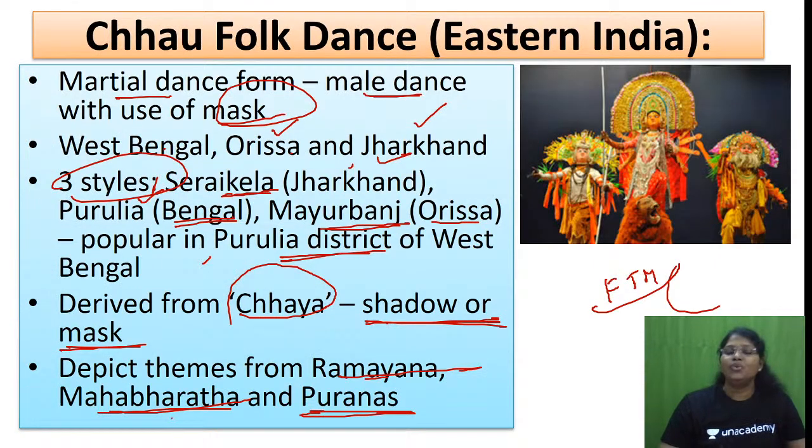Chhau. Of course, Chhau is very, very important because it is a combination of three with respect to folk, tribal, martial, as well as with respect to the places. Jharkhand, West Bengal, Odisha. In Jharkhand, Seraikela. In West Bengal, Purulia. In Odisha, Mayurbhanj district. Is this fine? Very, very important.